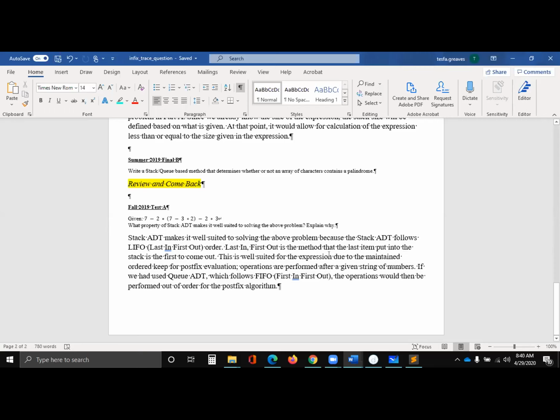This is well suited for the expression due to the maintained order kept for postfix evaluation. Operations are performed after a given string of numbers. If we had used a queue ADT, which follows FIFO, first in, first out, the operations would then be performed out of order for the postfix algorithm. I verbalized it as best as I can. I sat there and thought about it for like 30 minutes, asking how I would answer this best so I don't trip anybody up. I think that's the best solution I have for that question.